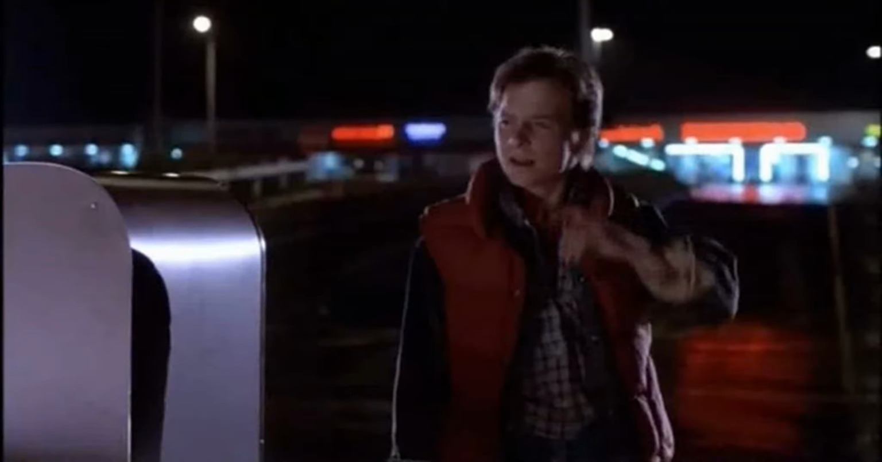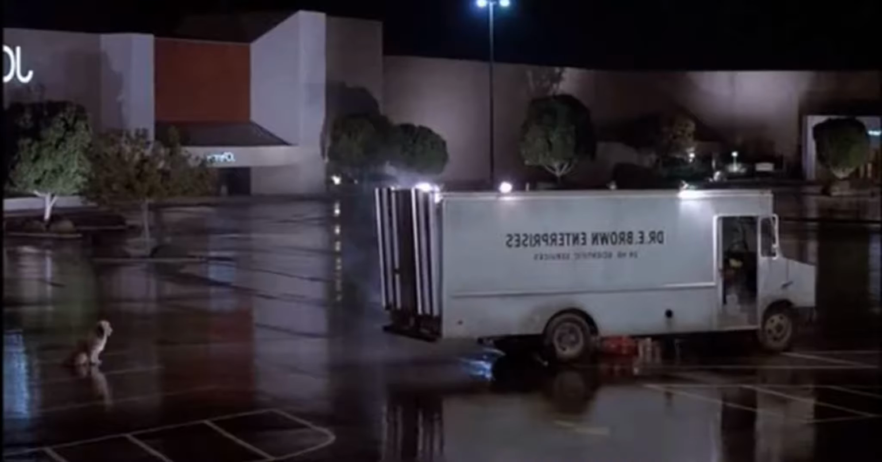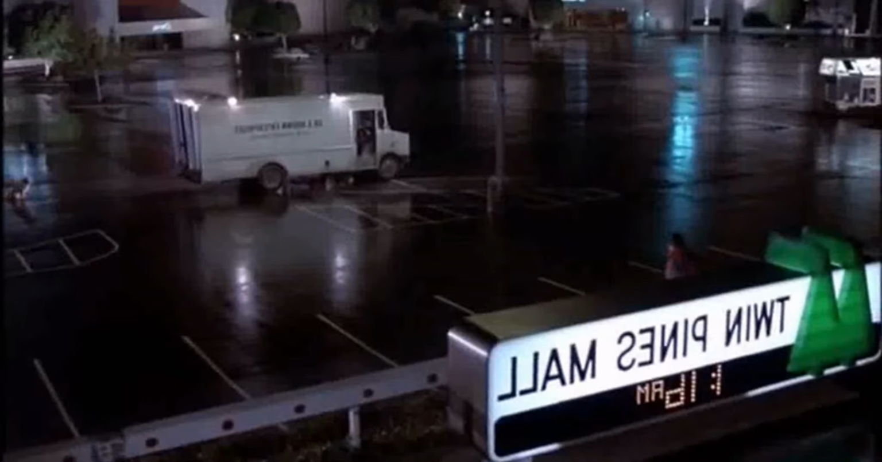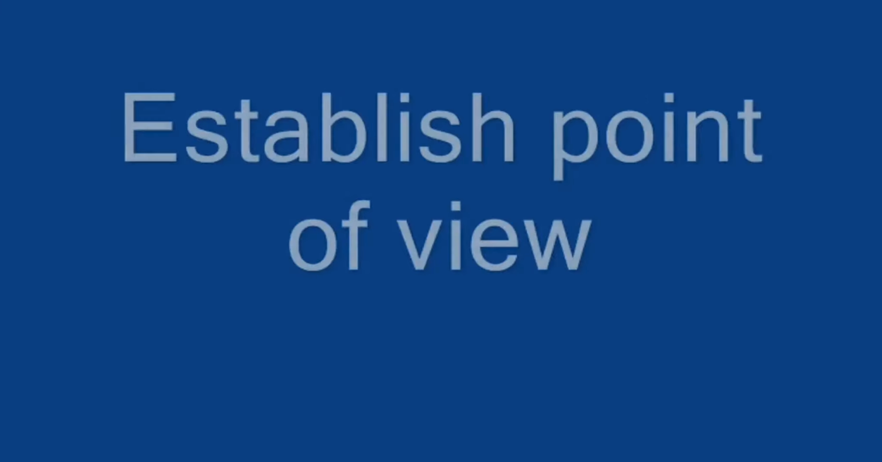For example, when Marty looks ahead and sees the truck, we assume that he and the truck are in the same space. It is only later that a wide shot reinforces the spatial relationships. Another important function of the eyeline match is to establish point of view.